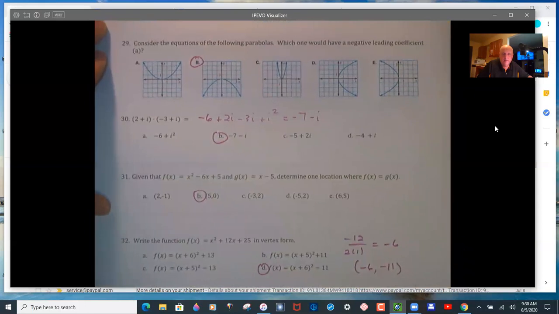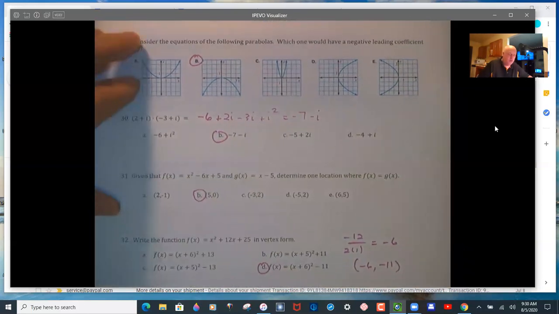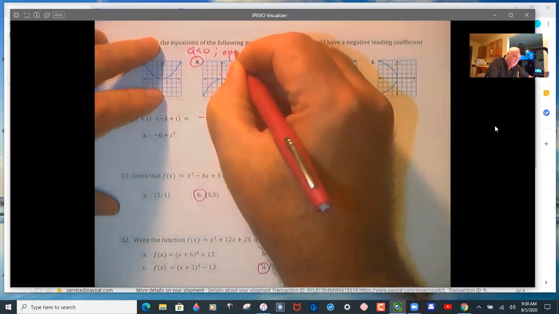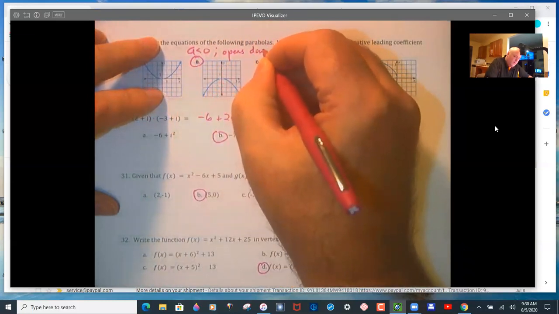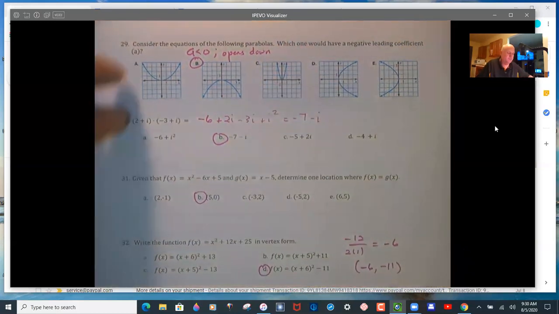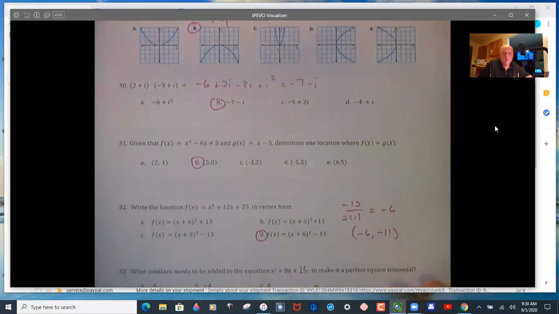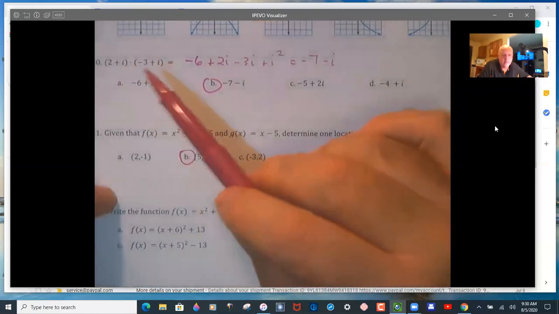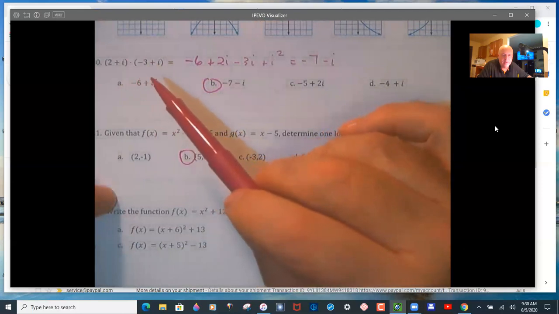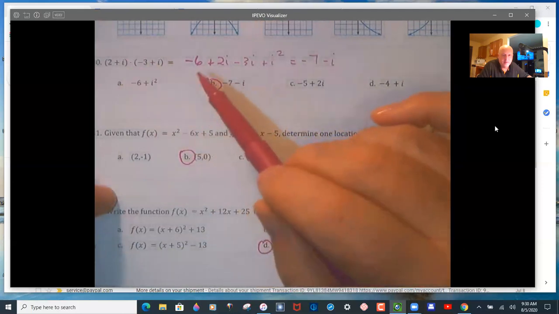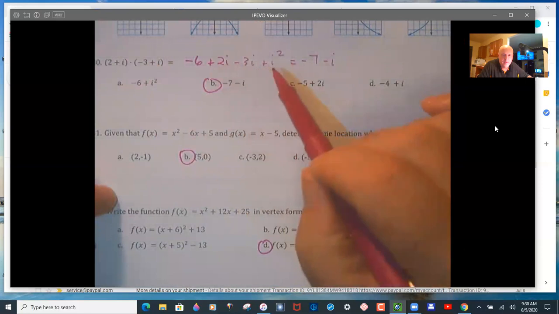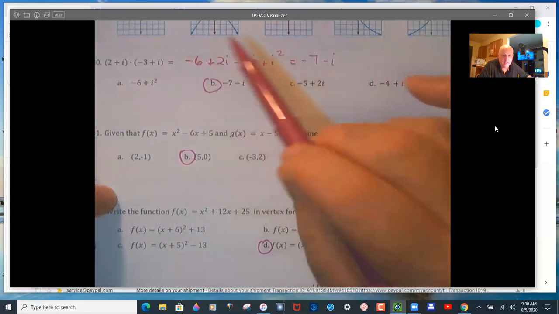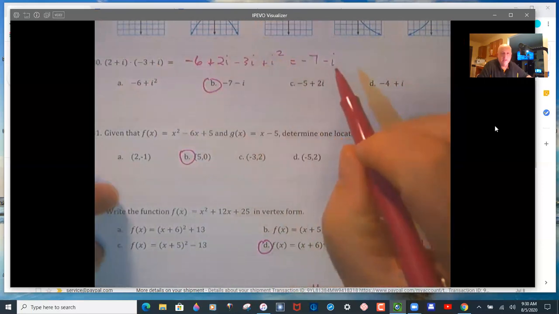Problem 29. Which could have a negative leading coefficient? That means A. That means it opens down. And that's going to be B. Okay, FOIL product here. The negative 6 plus 3i minus 3i minus i, or plus i squared. So that i squared is negative 1. So we have a negative 7 when we combine these two, minus 1i.